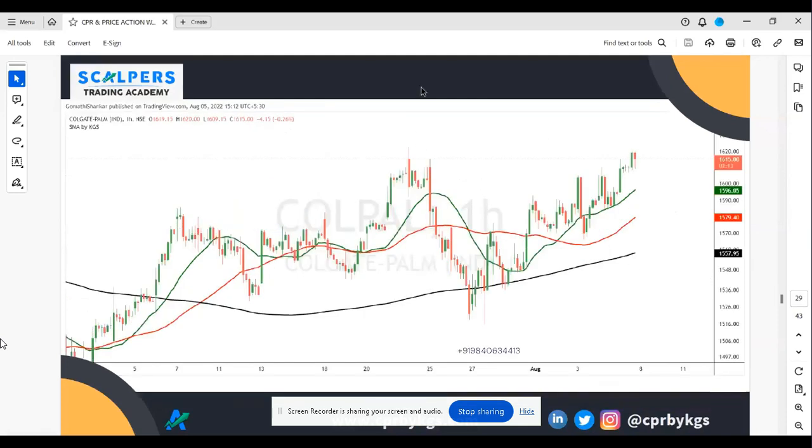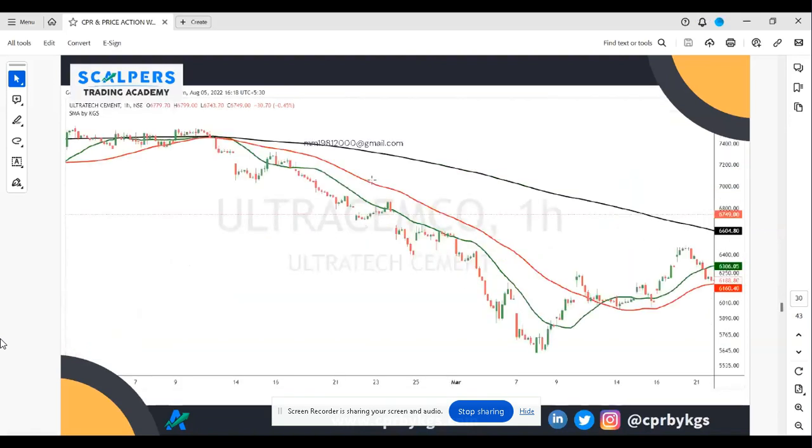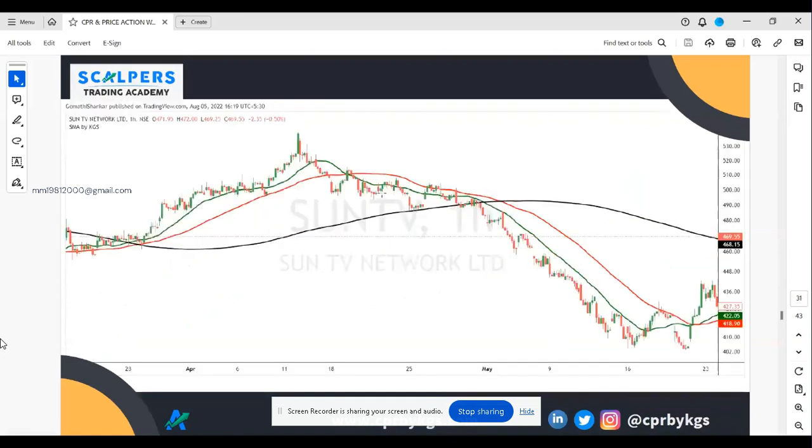Again, another example, Colgate. Colgate is also zigzag. After that, if it is turning, then it's fine. Now here 20-50 started to rise. Right? Repeated crossover should not happen. That is very, very important. Okay, so this also we saw. And this is a downtrending example. Ultratech Cements going down. Clear? Sun TV going down.